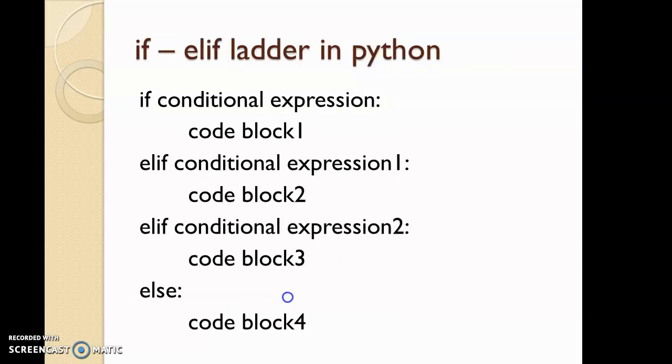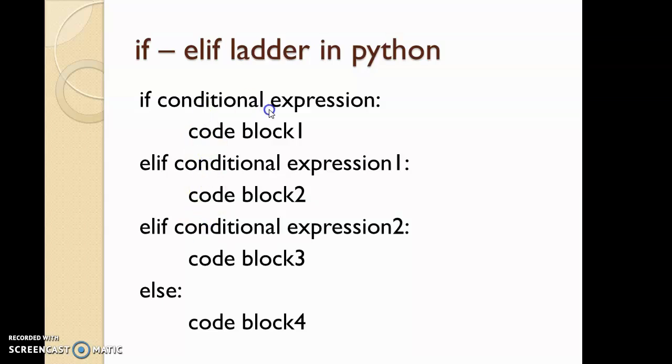Now let us discuss the next control structure, the if else if ladder in Python. So how does it operate? You can see that there is a condition, the if conditional expression. If this condition becomes true, code block 1 will be executed. Once it executes code block 1, the control will go to the end of this structure, that is after the else statement. That means it won't check the other else if clauses.